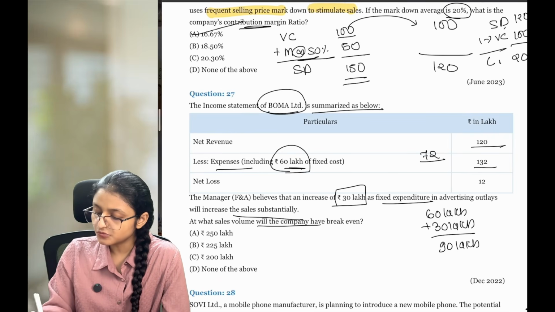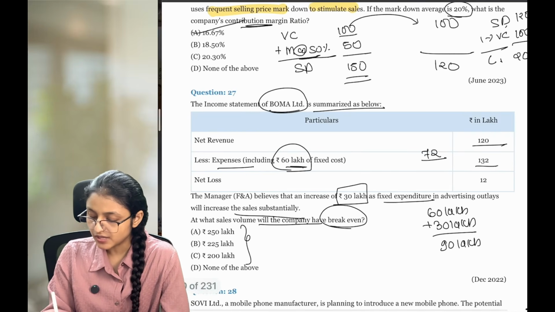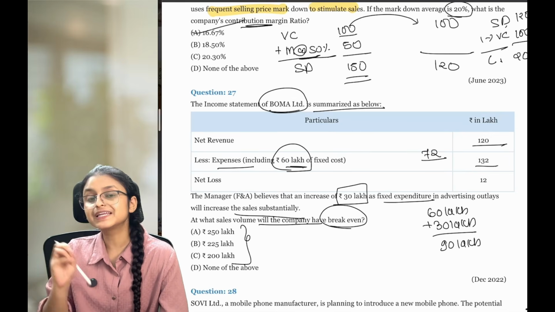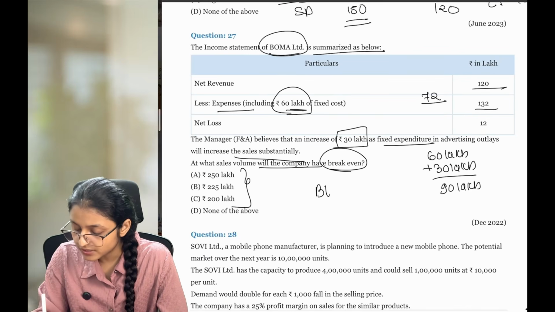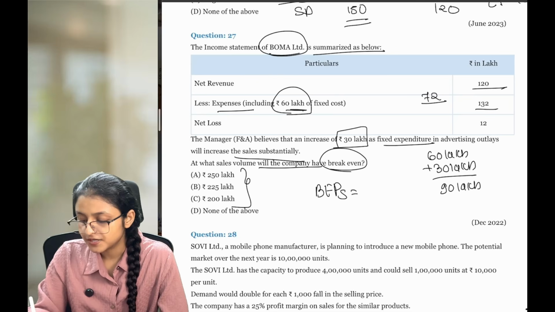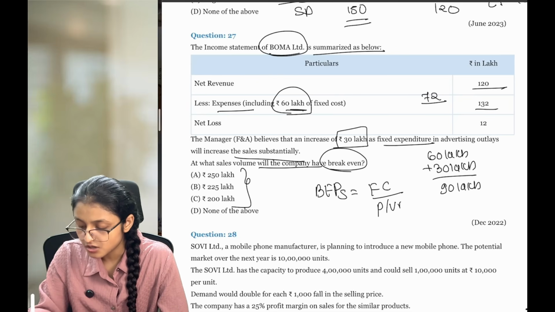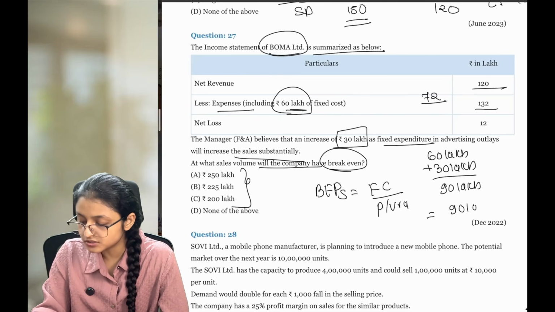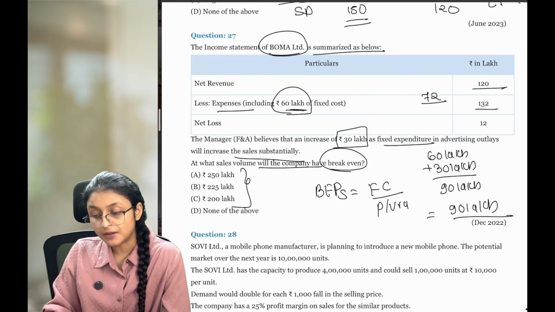At what sales value will the company break even? So you need to calculate the sales amount at which we will reach break-even point. How to calculate the sales amount of break-even point? Break-even point sales is fixed cost upon PV ratio. I already know the increased fixed cost is 90 lakh rupees. What is the PV ratio applicable?